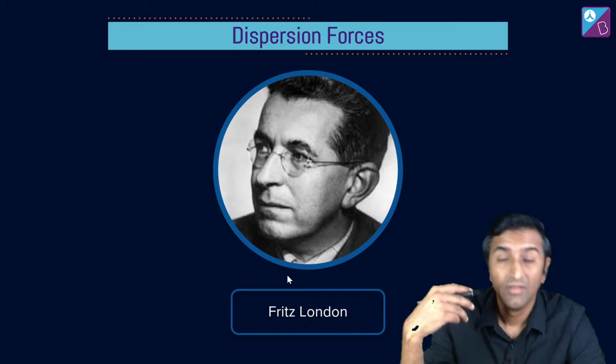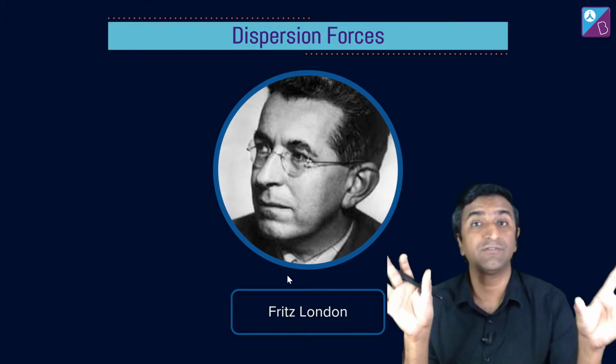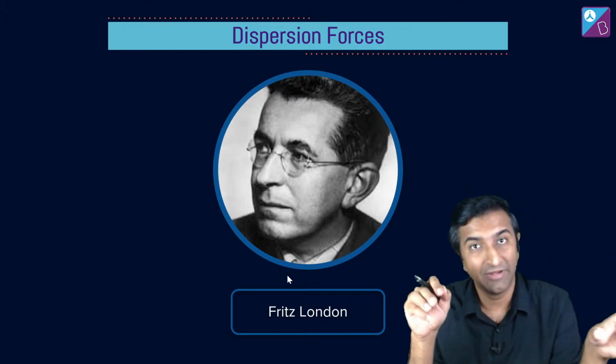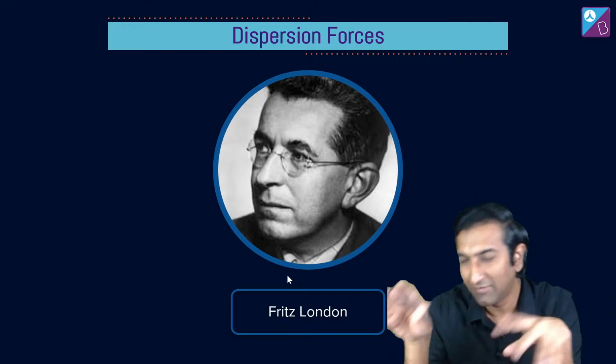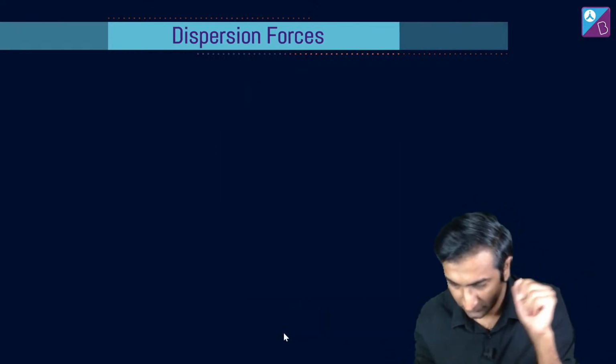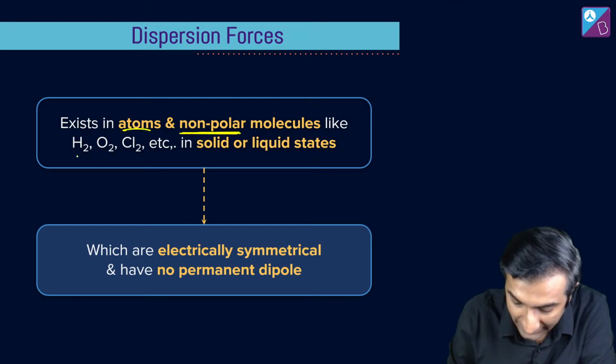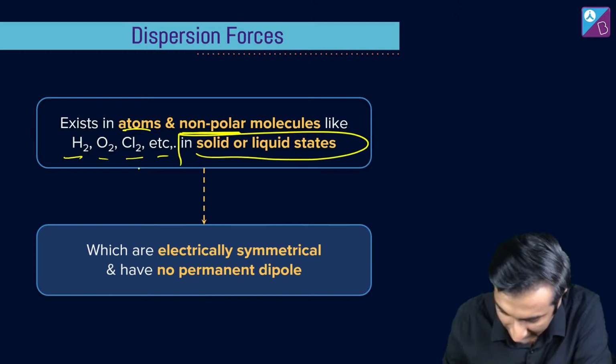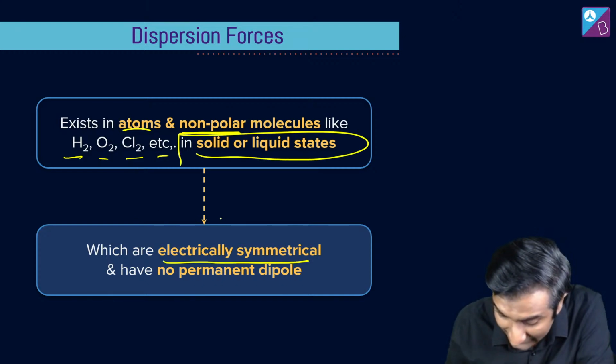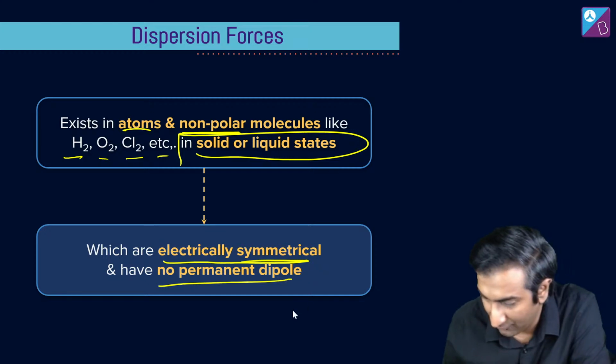खैर, the third type which are dispersion forces. मतलब कि डाइपोल था भी नहीं, अभी है भी नहीं, but something interesting happens. Okay, they exist in atoms and non-polar molecules like H2, O2, Cl2 in solid or in liquid states. दोनों में करता है. And they are electrically symmetrical. मतलब they have no permanent dipole. इसमें भी होता है.